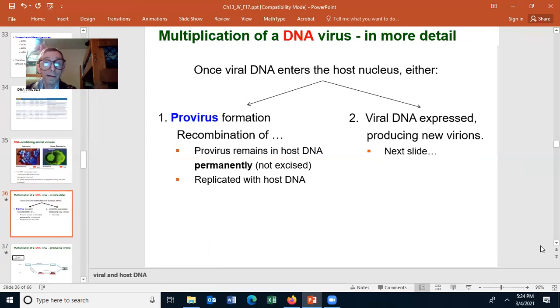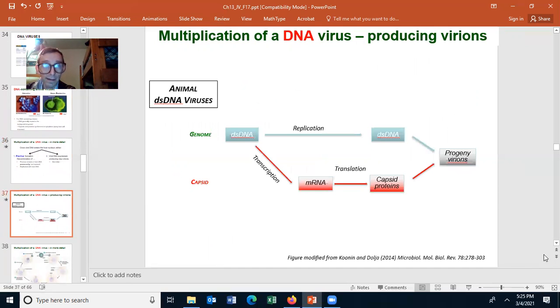All right, so once the viral DNA enters the host nucleus, one of two things can happen. The first is the viral DNA can be expressed. The cell can produce new virions. The DNA will be replicated because we're talking only about DNA viruses, and that's true if it's double-stranded or single-stranded. The DNA will be transcribed, making viral messenger RNA. The viral messenger RNA will be translated, making viral capsid proteins.